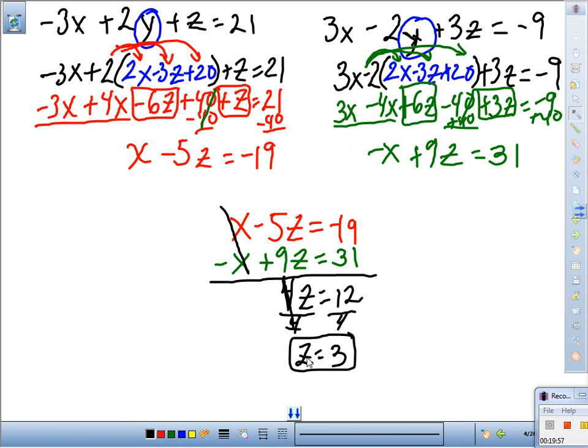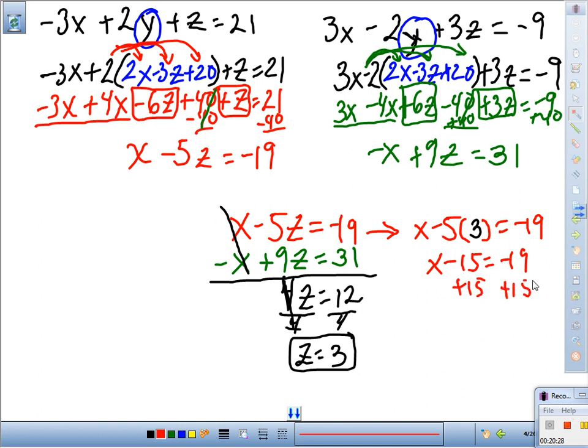No, now I need to substitute that and get which other value? X. Which one do you want me to use, though? The red or the green? All right, let's use the red. So I'm going to use the top one. So I'm going to write x minus 5, parentheses, equal to negative 19. Instead of z, I'm going to substitute 3. Therefore, x minus 15 equals negative 19, plus 15, plus 15. X equals negative 4.